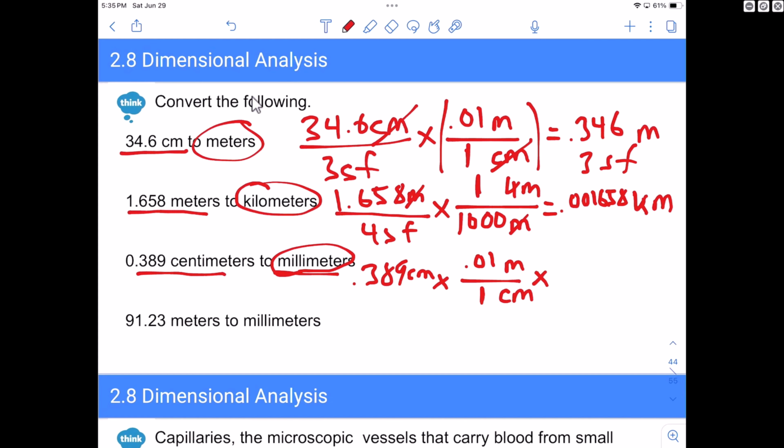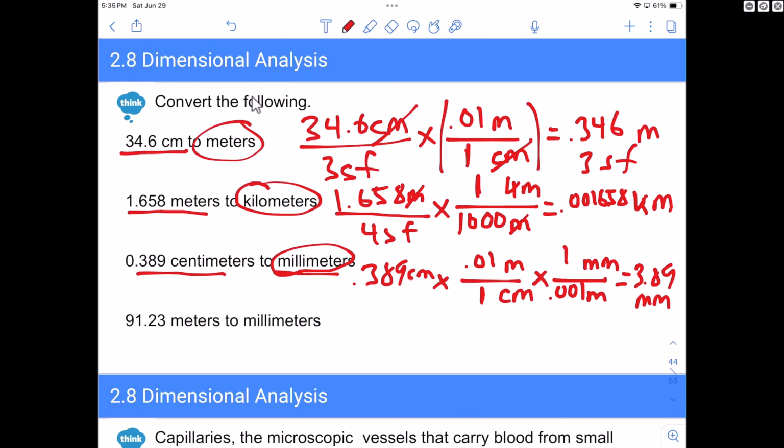We follow the same steps though. Whatever unit's on top of the previous step goes on the bottom of the next step. I do know that there is a conversion between meters and millimeters because I can utilize my chart. 1 millimeter is 0.001 meters. So 0.389 centimeters, when I plug all of this into my calculator and do my math, I end up finding that I have 3.89 millimeters. And again, we retain the same number of significant figures that we started with in the problem.